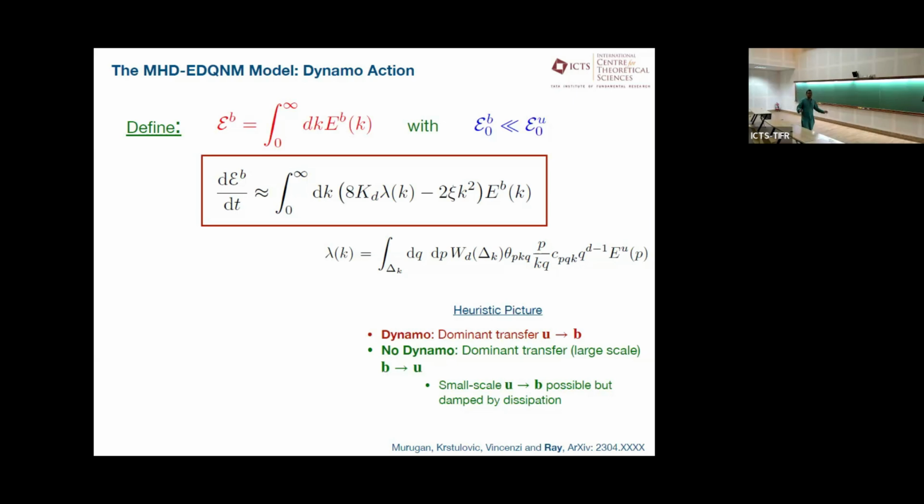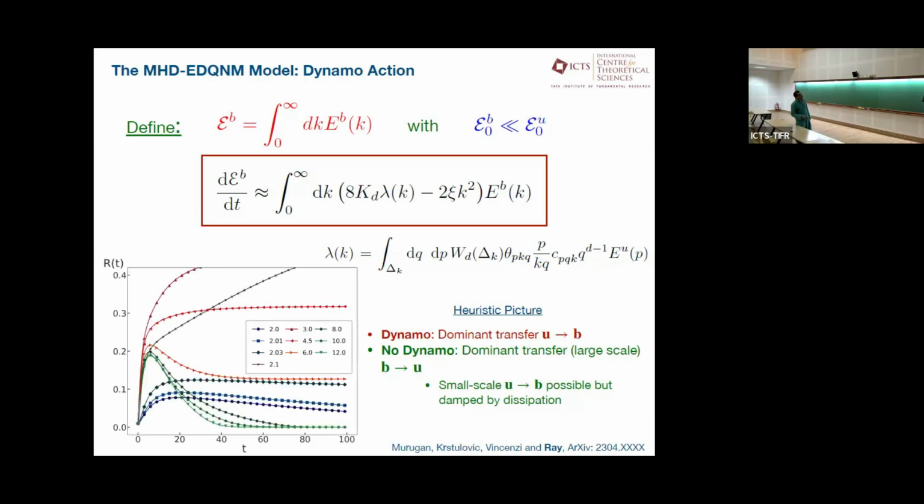So the heuristic picture, and this is really naive, it's not as detailed as what Tushar was saying, is the following: you can have dynamos when you have a dominant transfer coming from U to B, and you cannot have dynamos when the dominant transfer at large scales goes from B to U, or even if you have a U to B transfer, that's quickly being damped out because that's happening at small scales. So let's see what happens to our closure models.